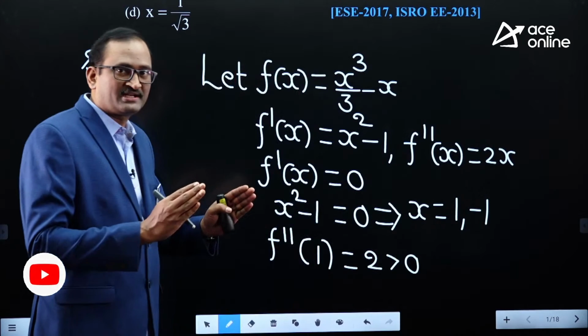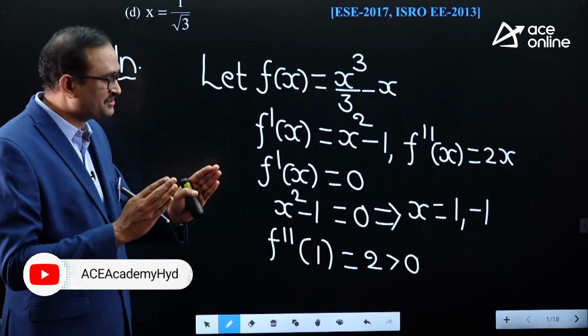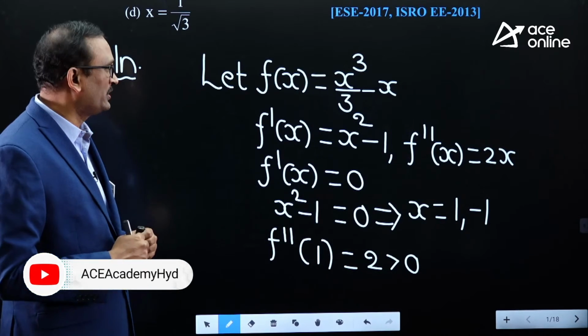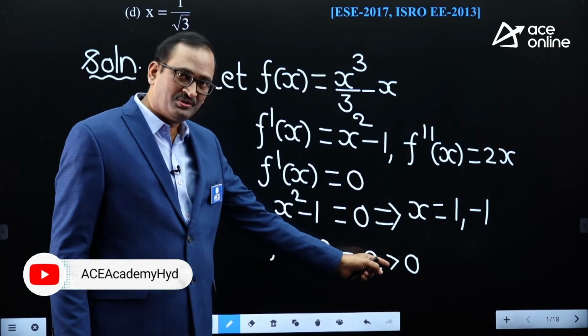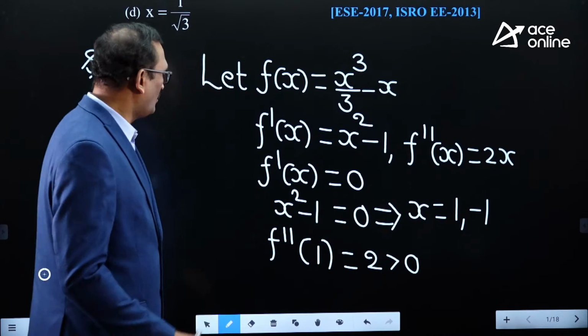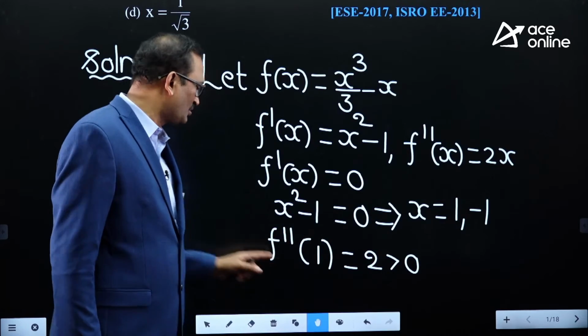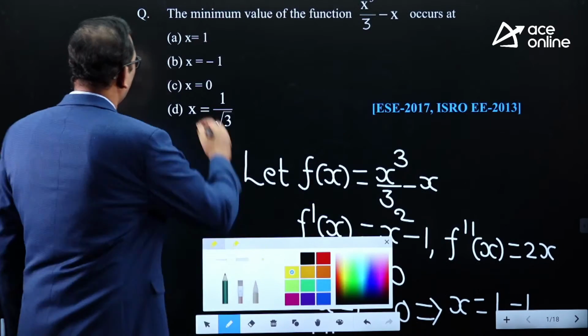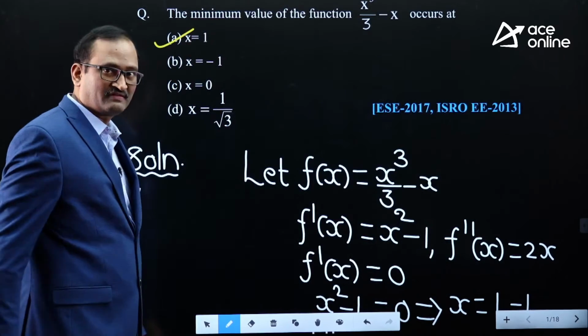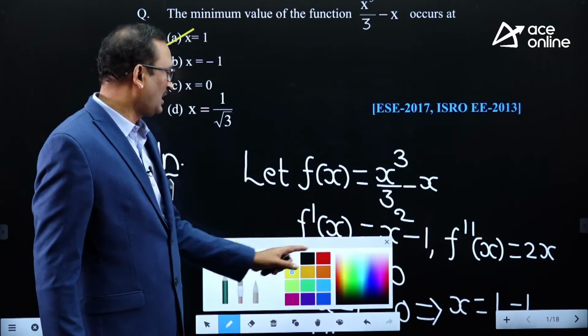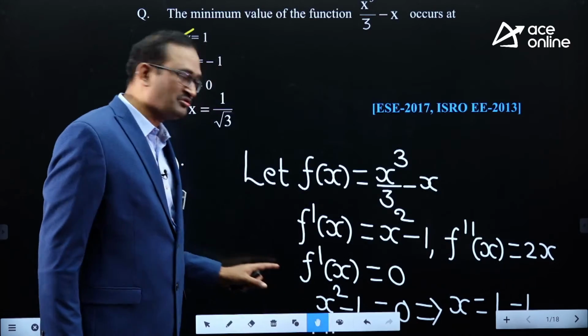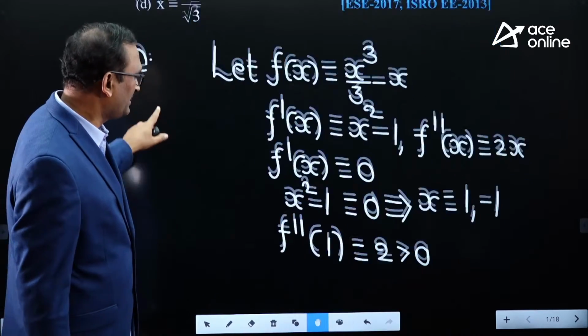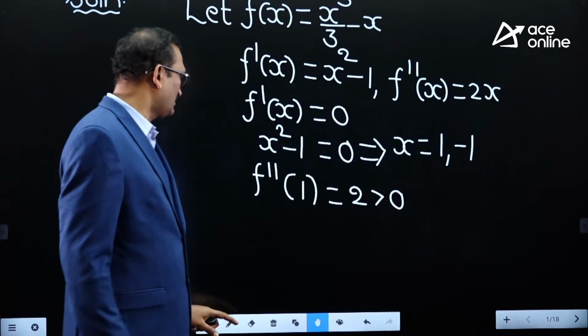Remember that if f double dash x at any particular stationary point, I mean critical point, is greater than 0, then the function will have minimum value at x equal to 1. Therefore, the function has minimum value at x equal to 1. The question is, minimum value occurs at which point? So answer, problem completed. Anyhow, we need to do it step by step for you.